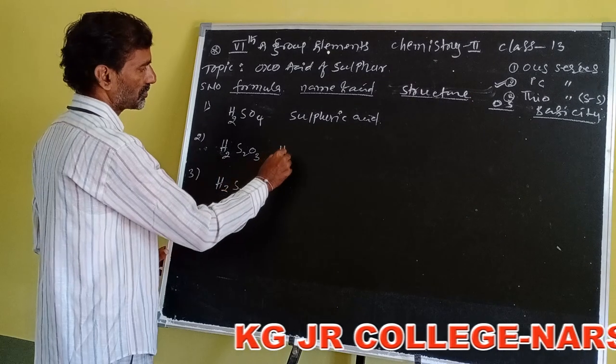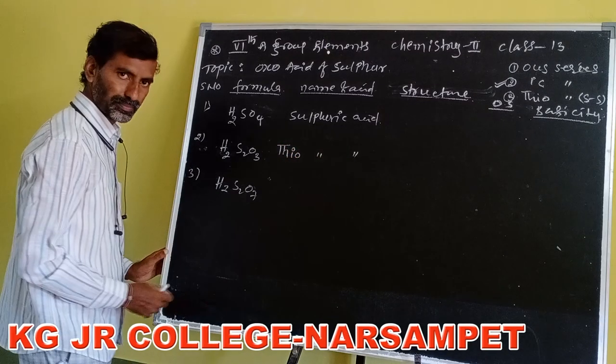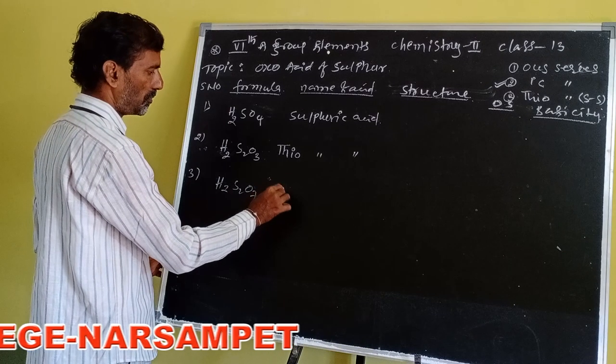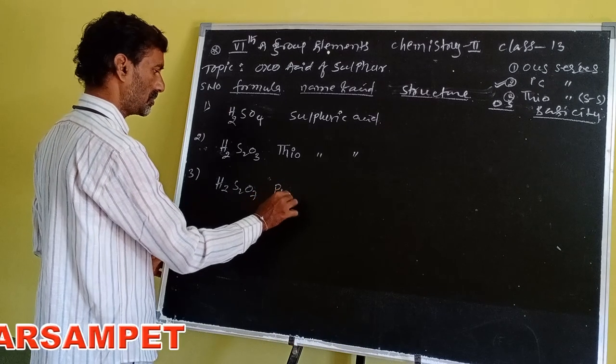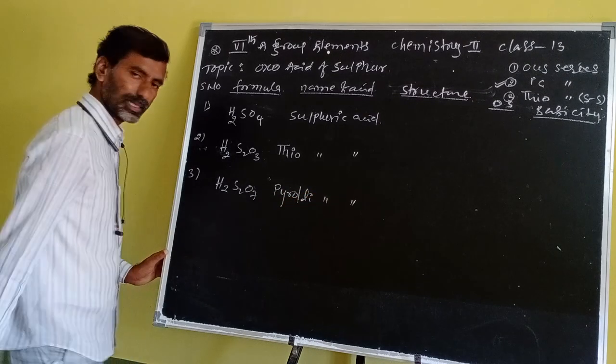H2S2O3, thiosulfuric acid. Next, pyro or disulfuric acid.